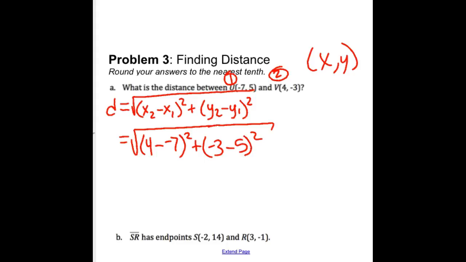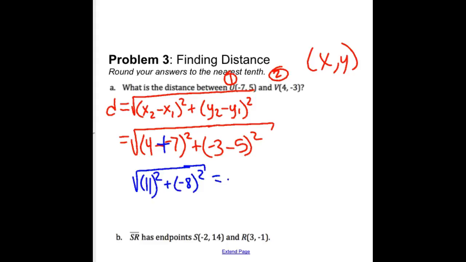And now it just comes down to simplifying. I would not recommend that you type this into your calculator. I would actually recommend that you do some of this by hand, because a lot of people don't type things into their calculator correctly. So let's do 4 minus a -7. That really becomes 4 plus 7. That's going to give us 11 squared, plus -3 minus 5. That's a -8 squared. And really that 11's in parentheses as well.